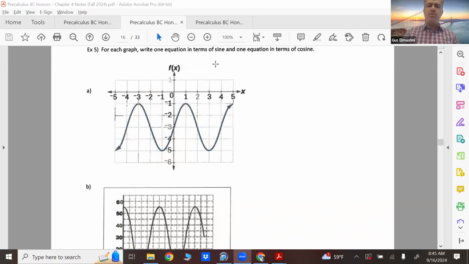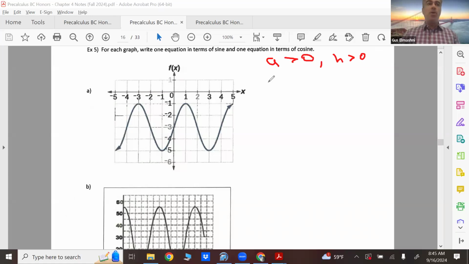So you have to write an equation in terms of sine and cosine for this graph here. I'm going to add some conditions as well. Okay. So I'm going to add those conditions. I want A to be positive, and H to be positive.